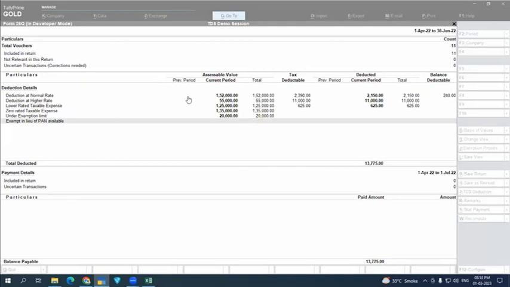Why does the 26Q report not show the party name? Yes, we can show that in the report. Don't worry, there is an option to show the party name. But the government doesn't want any party name. Even in the GST report, the government doesn't want any party name. They want only the GST number.